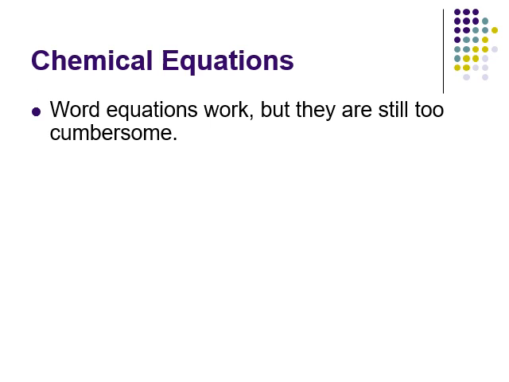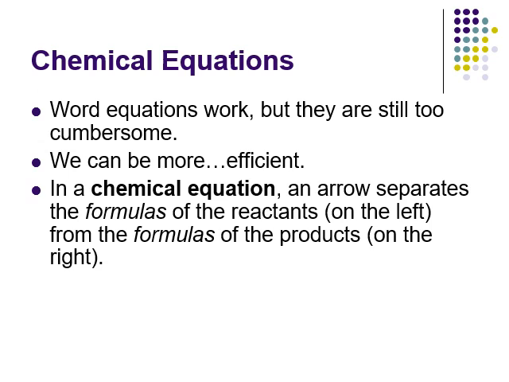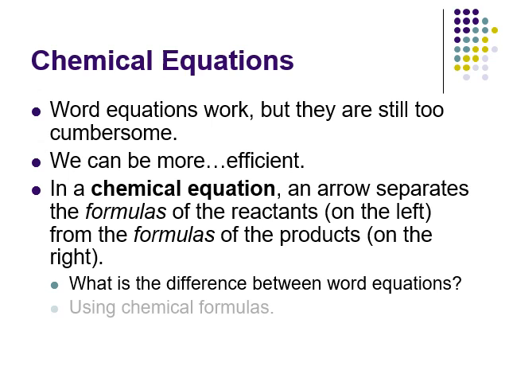Now we want to transition from the word equation into actual chemical equations. Because word equations work, but they're still too cumbersome, we can be more efficient about this. The only difference between a word equation and a chemical equation is instead of writing down the name of the substances, we are writing down the formula for it. So this is where we go back to writing and reading chemical formulas from previous chapters. And again, we're using chemical formulas.